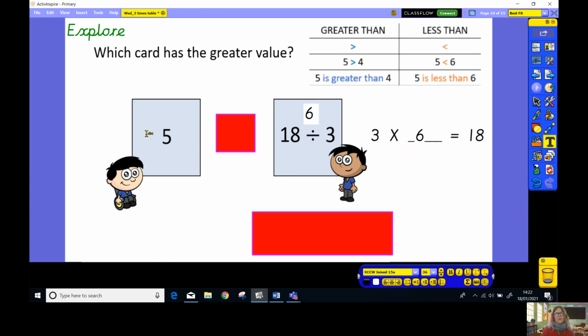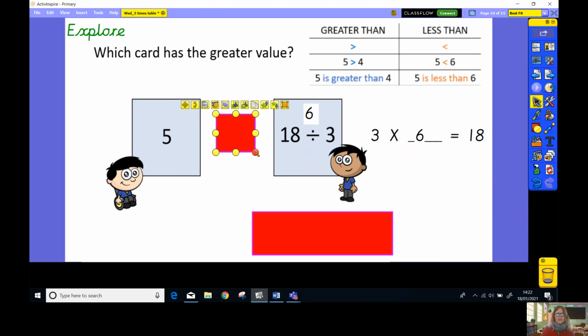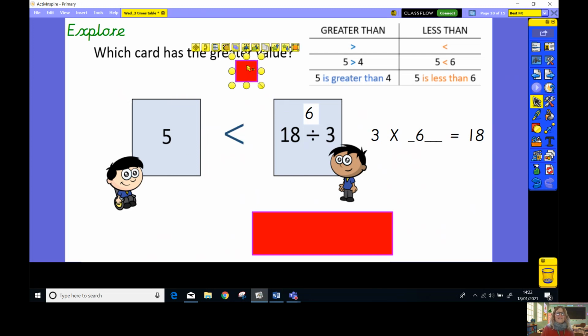Now I can clearly see which one is the greater number. 6 is the largest number. And so I need to put the correct symbol in the middle. I'm going to look up here to work out which is the right one. 5 is less than 6. Because remember, we're reading it like a sentence from that side to that side. 5 is less than 6.